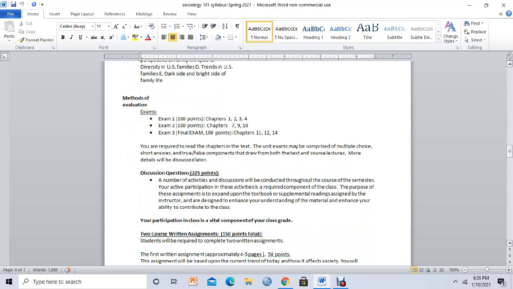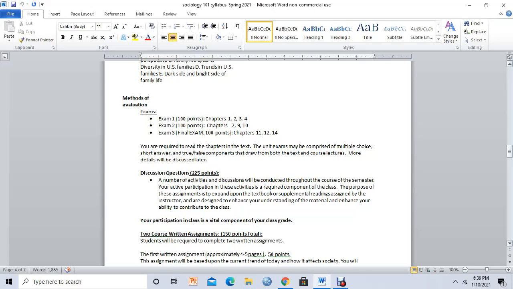So the first exam, worth 100 points, goes through the first 4 chapters. The second exam, chapters 7, 9, and 10. So the second talks about crime and delinquency. The next chapter talks about social class in the U.S. and global stratification. So those 3 would be for the second exam. And then the final, again, we talk about race and ethnicity, sex and gender, and marriage and family. And that's pretty much it.